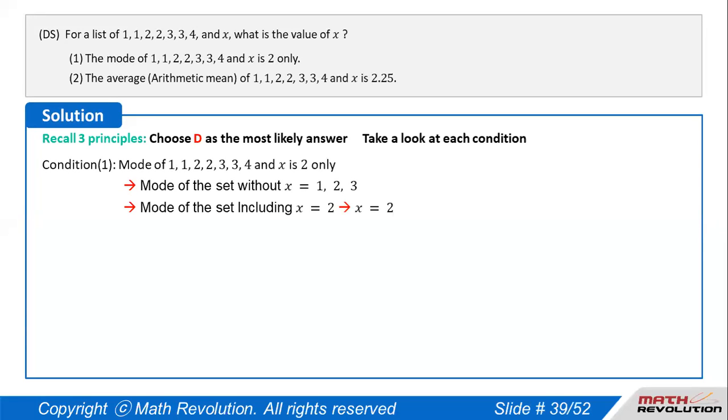The mode of 1, 1, 2, 2, 3, 3, 4, and X is 2 only. It's not just 2, but it's 2 only. Now see, 1 is repeated twice, 2 is repeated twice, 3 is repeated twice right now. X is yet to be confirmed, but let's say the data value should have more 2's than any other numbers. So X should be 2 so that the mode becomes 2. So I get X equals 2.